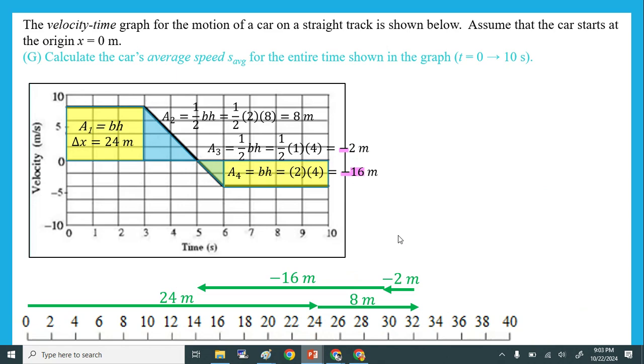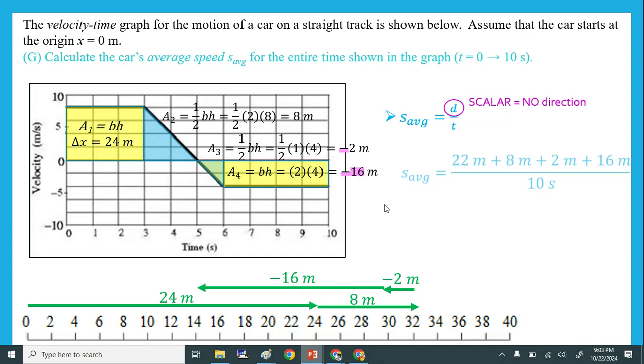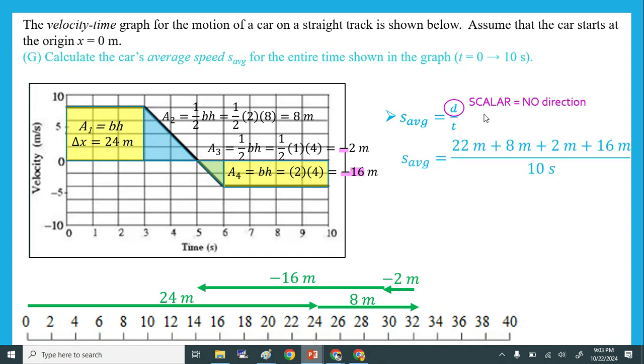Let's do part G. Part G asks you to find the average speed for the entire 10 seconds. Well, this one's pretty whack. I already know a lot of the answers here. So therefore, I'm just going to go ahead and crack this out. Average speed is distance over time, but distance is just a scalar. It has no direction. So therefore, I know that it went 24 to the right, 8 to the right, 2 to the left, 16 to the left. However, distance, you just add everything because distance is scalar, so you just add 22 plus 8.